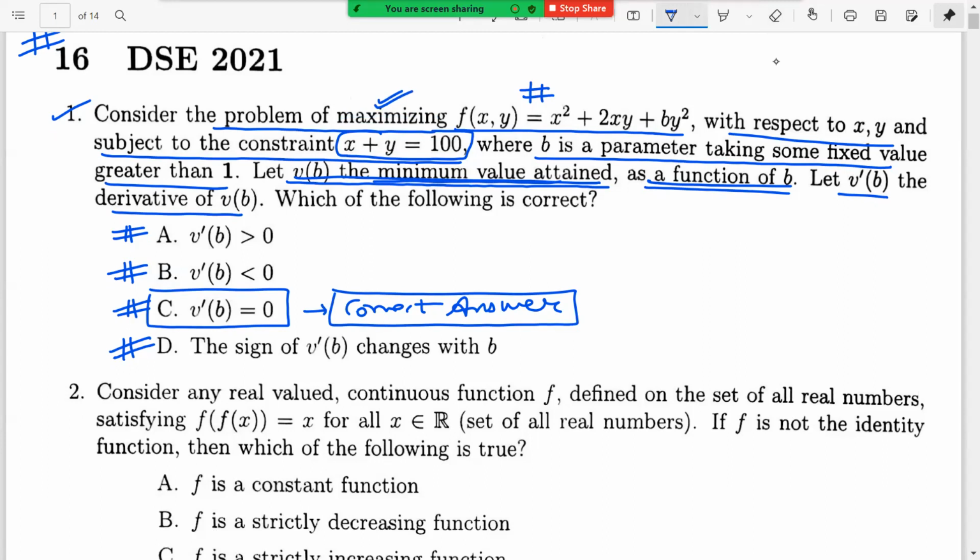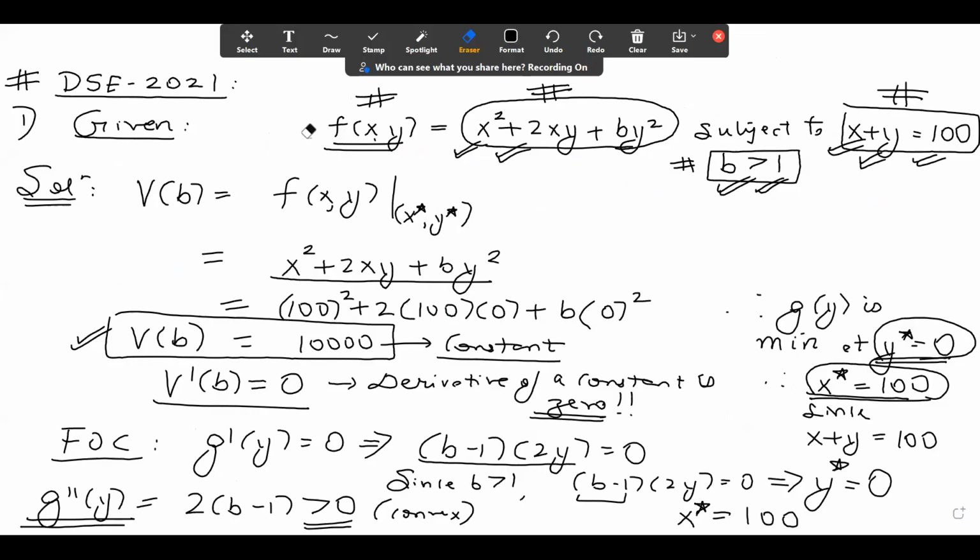So let me come to the whiteboard and let me make a clarification here. The objective was to maximize only. Initially, the objective was to maximize the function only. But v of b is what? V of b is the minimum value of f of xy. And through the second order derivative, we have shown that f of xy will attain the minimum value at x star equal to 100 and y star equal to 0.